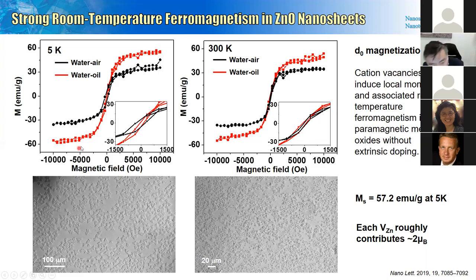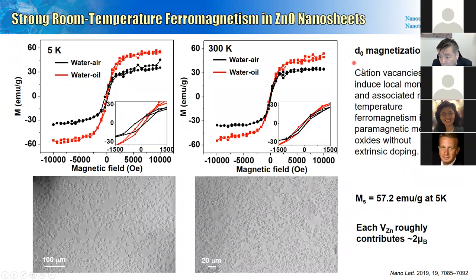Okay, so we performed the magnetic measurement on our nanosheets. We distributed a single layer of the zinc oxide nanosheets on a silicon substrate, for both samples: one is the single crystalline sheet synthesized at the water-air interface, and the other is a polycrystalline nanosheet synthesized at the water-oil interface. We found that at both low temperature and room temperature, they showed strong ferromagnetic behavior. The saturated magnetization actually reached 57 emu per gram at low temperature, and even at room temperature this value is still around 50. The polycrystalline nanosheets give a higher value compared to the single crystalline nanosheets in both cases.